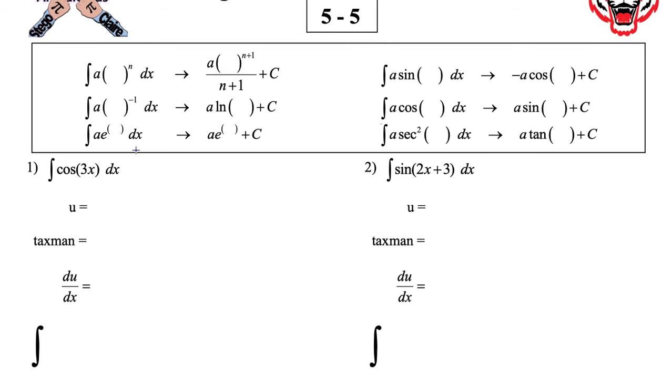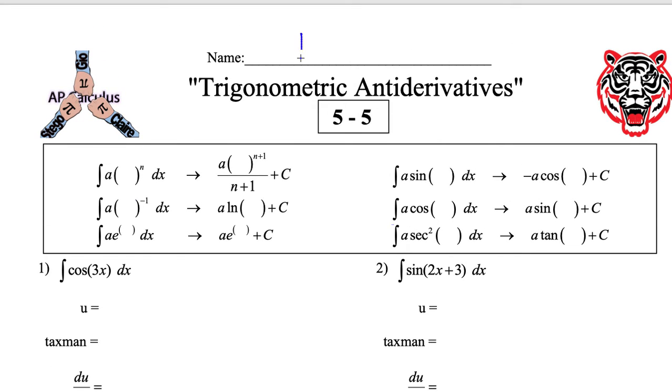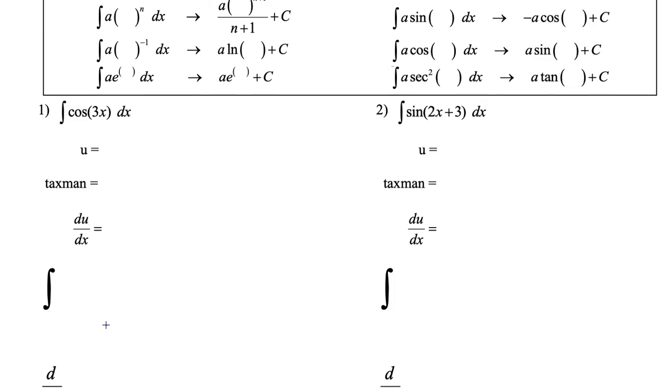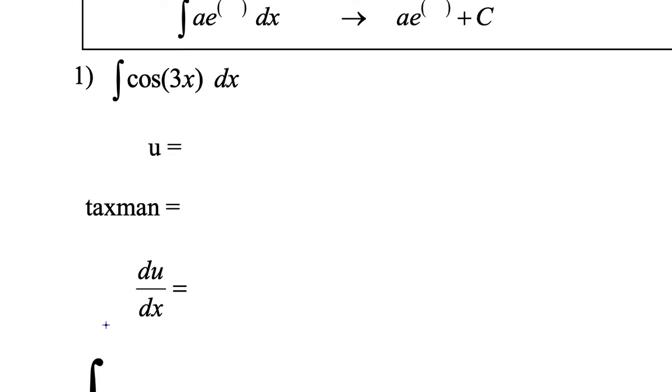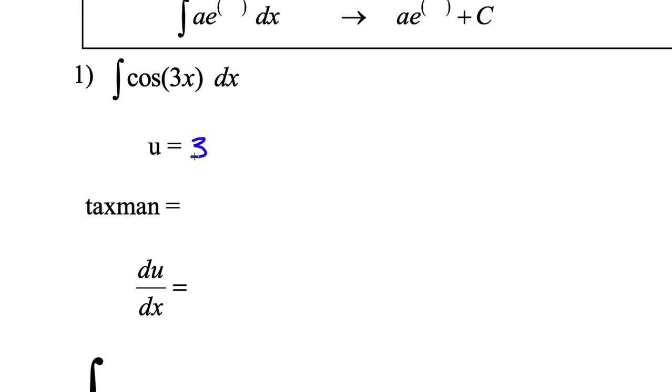All right, so let's do number one. And I should put key up here. This is the key that we are talking about. For number one, the inner is 3x. The taxman, there is no taxman. The derivative of 3x is 3, so I'm going to pay taxman 1/3.